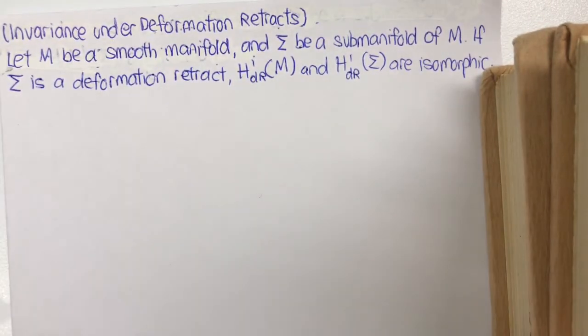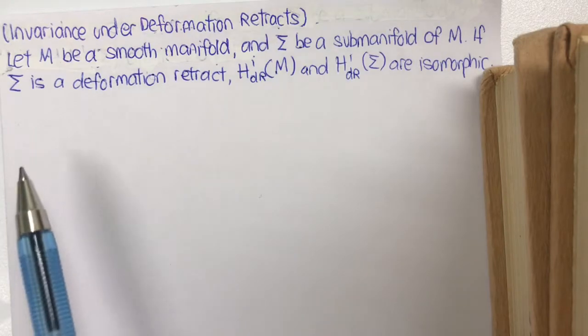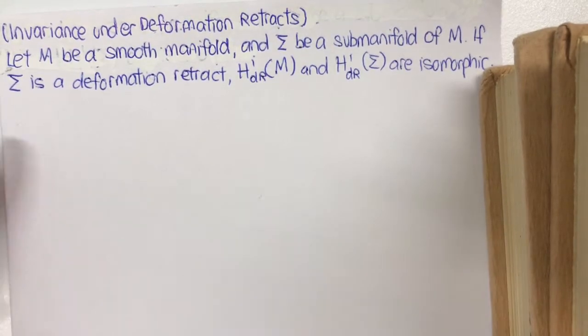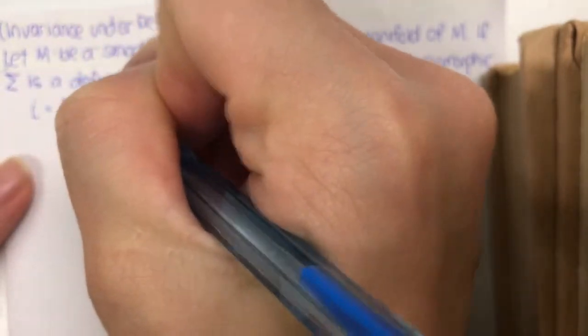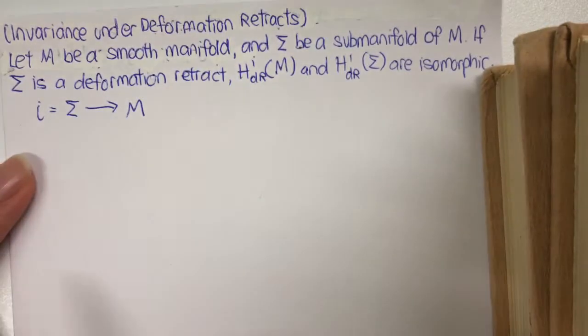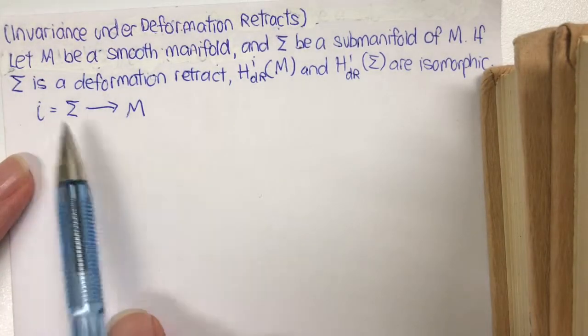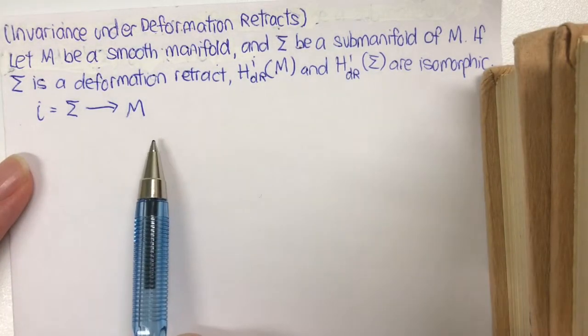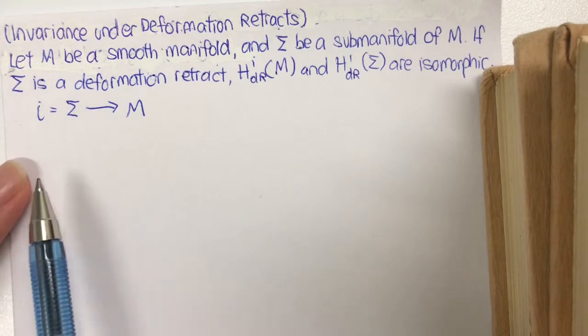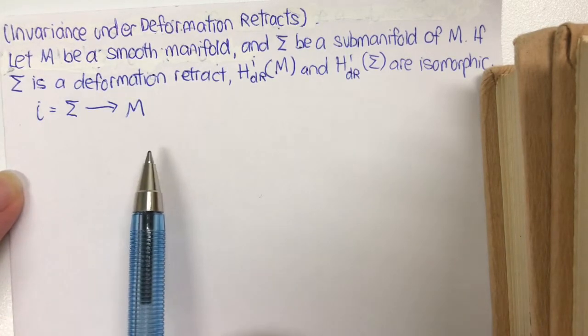So since sigma is a submanifold of M, we can define the inclusion map of sigma to M, and we also can define a C1 family of smooth maps that satisfy the following three conditions.